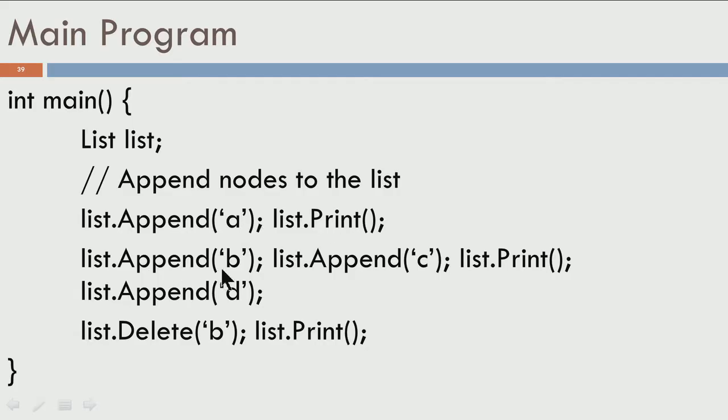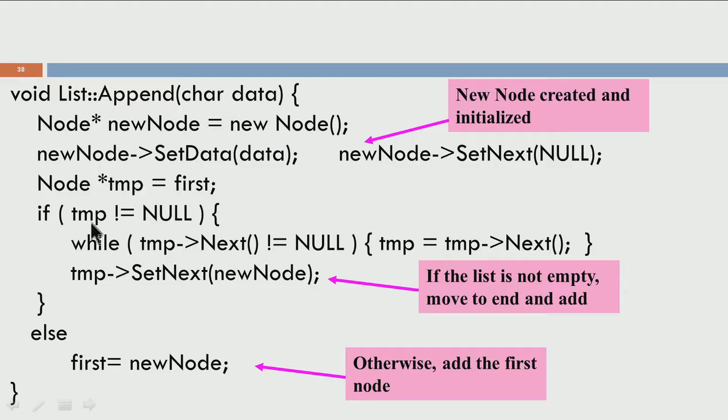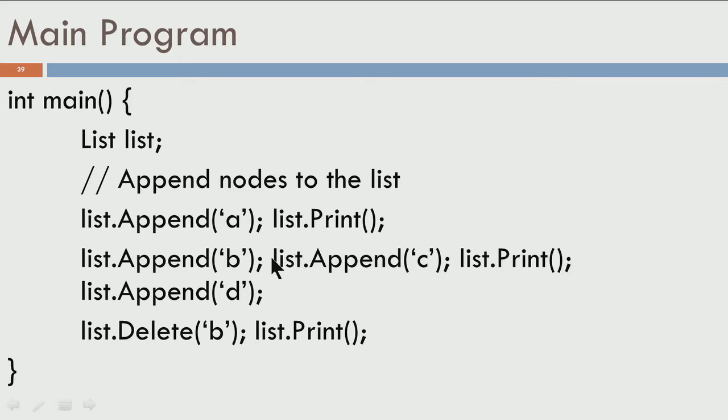And then we do list.append of B. At this point the list already contains A, and now the method will look at this and see that this is not the first node. So, it will go through the list, find out that the null is pointed from A, and at that point it will add it. So, A will now point to B. If you do this, B will point to C, and when you print, you start from the first pointer, print A, print B, print C and so on, and go to the end.